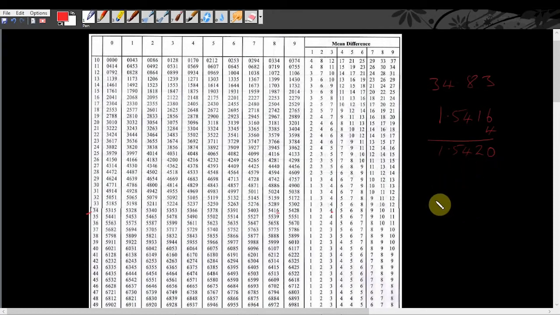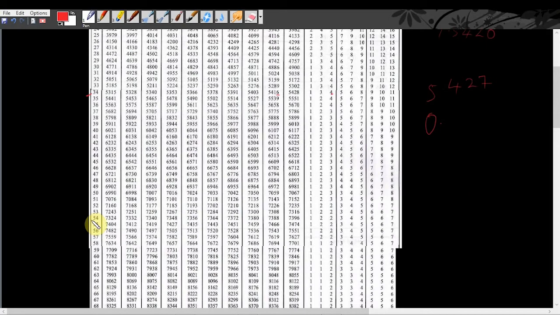Let's still do the other one. The other one is 5.427. The characteristic is 0. Then you put your point. Look for 54 under 2, difference 7. This is 54 under 2. This is the 2.